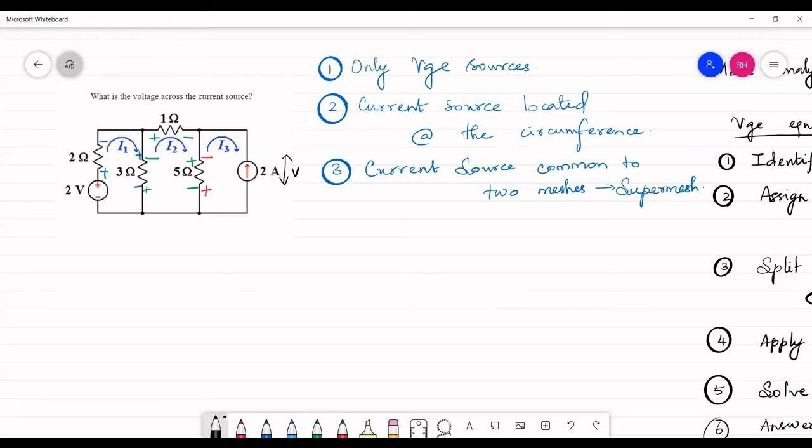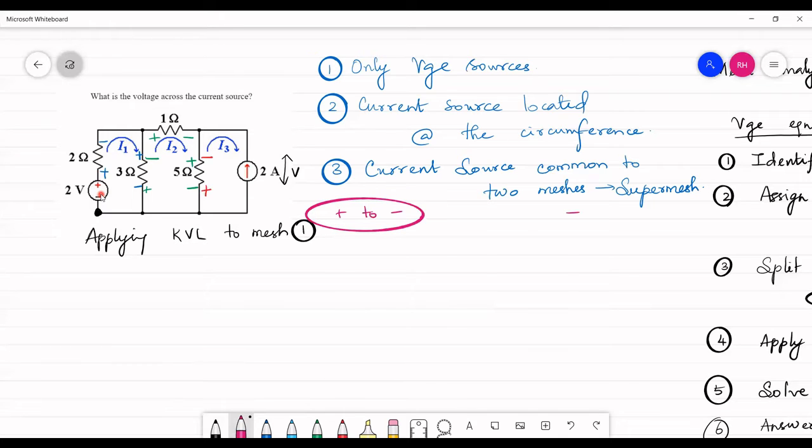Now let me apply KVL. Applying KVL to mesh 1. Remember to take a walk along the mesh. So we'll fix a starting point. From this point, I'm going to start. Beforehand, let me split the page into two. One is plus to minus and the other is minus to plus, and I have an equal to sign in between.